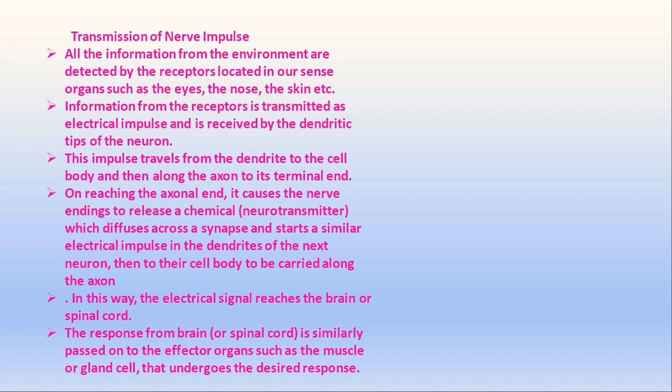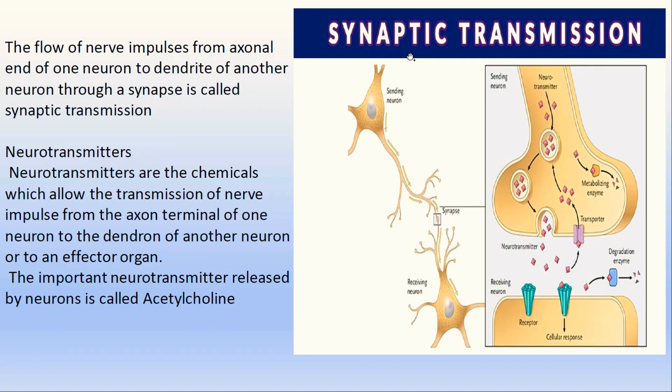All the information from the environment is detected by the receptor organs, and they are located on the surface of our body like eyes, ears, nose and skin, etc. The information from these receptors is transmitted as electrical impulse and received by the dendritic tip of the neuron. So here is the dendritic tip of the neuron. This impulse then travels from the dendrites to the cell body, then along the axon and reaches the terminal end. On reaching the axonal end, it causes the nerve endings to release a chemical substance called neurotransmitter. This diffuses across the synapse and starts a similar electrical impulse in the dendrites of the next neuron, then to its cell body and is carried along the axon.